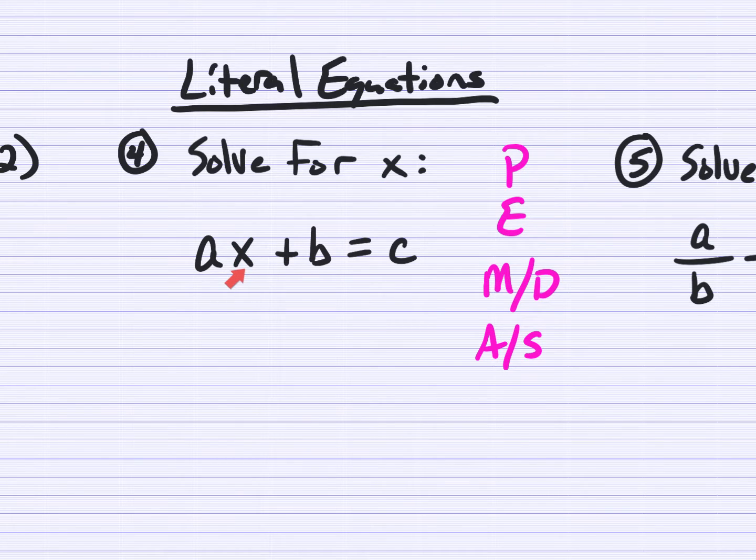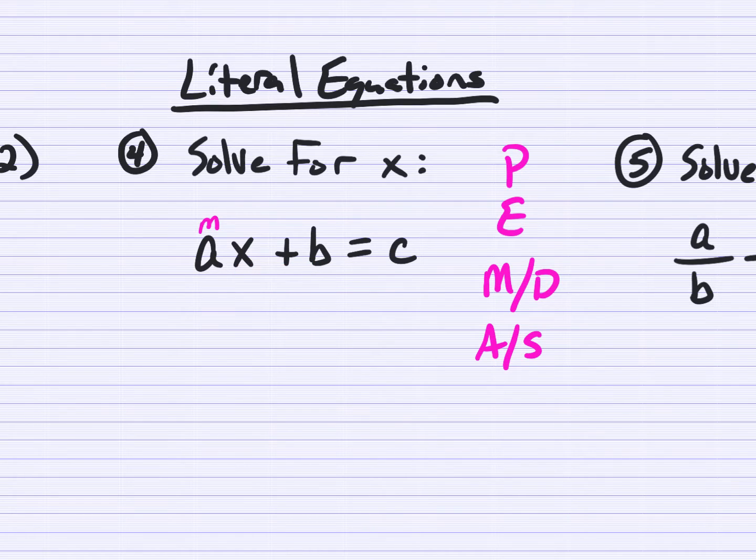So again, train your brain and say, well, what's on the same side as the x? Well, there's an a written right next to the x. That means that a is multiplying the x. Well, then there's a b over here that's being added on to the x.